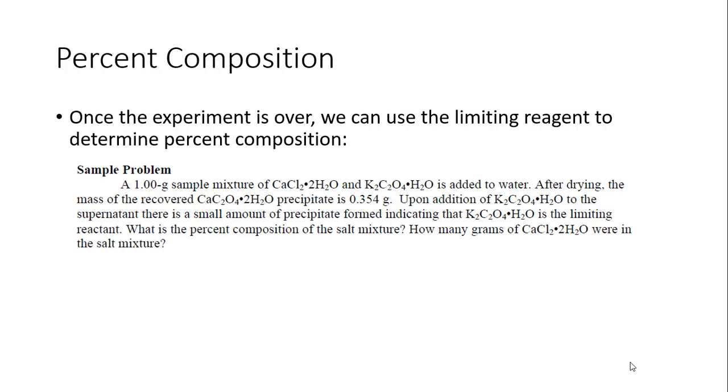In doing that. And so what we want to know is, what is the percent composition of the salt mixture, right? You started out with calcium chloride and potassium oxalate. And so we want to know the percent composition, which we can calculate using the mole to mole ratio and the amount of calcium oxalate that was generated. And we want to know how many grams of calcium chloride were in the salt mixture. So let's talk about that.